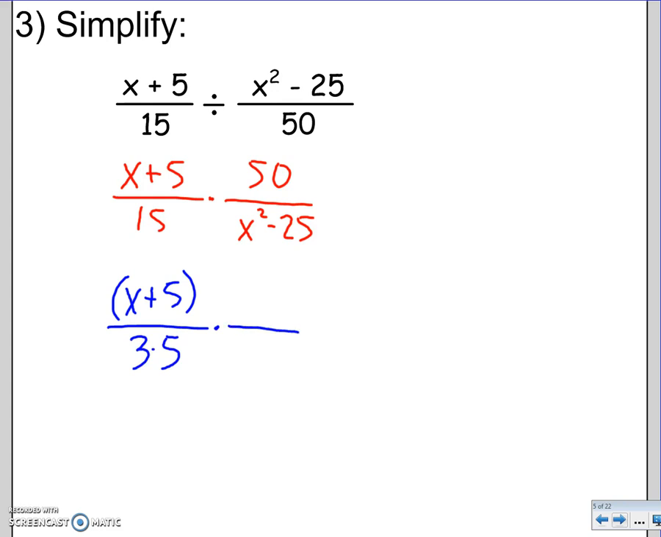The top right, 50, I'll do it over here. 50 is not prime. 50 is 5 times 10. And 10 is 5 times 2. So it's 1 2, and 2 5s.